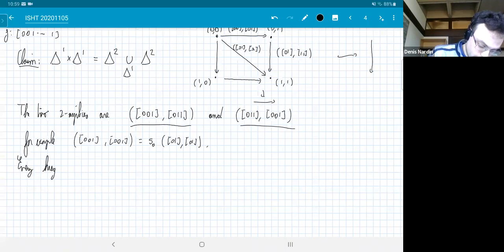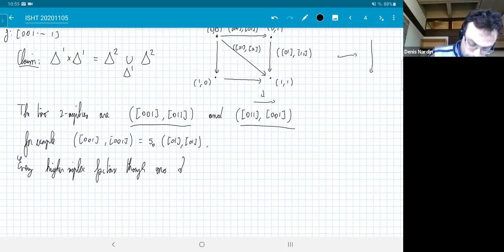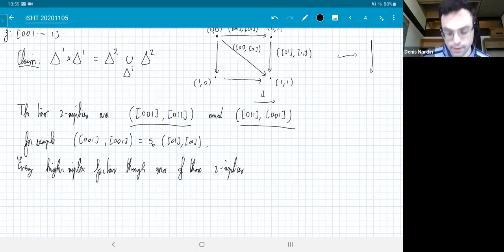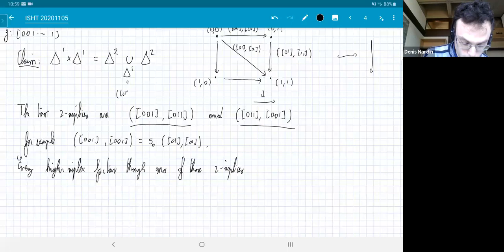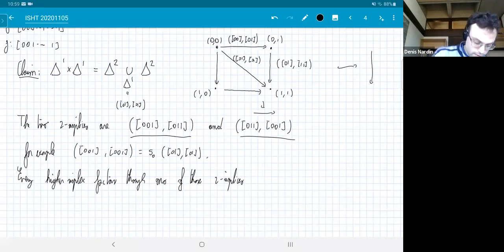Every higher simplex factors through one of those two simplices. And their intersection is exactly this 0, 1, comma 0, 1. So you actually have this pushout. And so the realization of delta 1 times delta 1 is exactly a two-dimensional square.